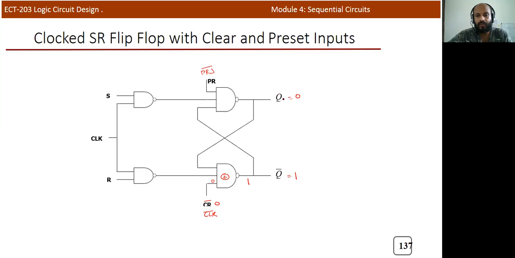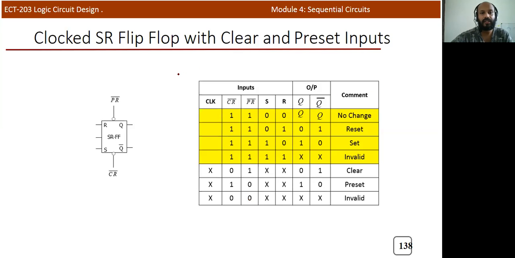So this is the working of the clear and preset inputs. You can forcefully make the output equal to 1 or 0. In order to make Q equal to 1, put the preset signal equal to 0, and in order to make Q equal to 0, make the clear signal equal to 0. Now we can see the truth table of the SR flip-flop with preset and clear signals.